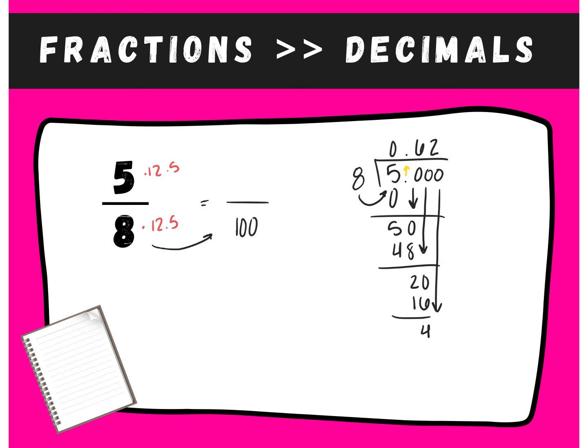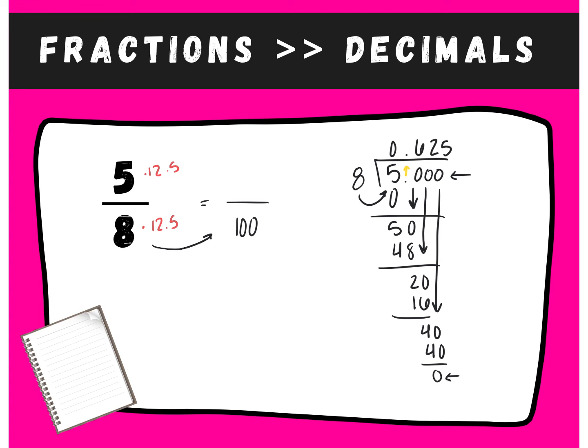Bring down another 0. Now at this point, you're probably thinking, will this problem ever end? Yes, they usually do. Usually if you're working on this in class, you're looking for something that ends or clearly repeats. And we'll look at a repeating example shortly. 8 does go into 40 nicely, and that is 5. When I subtract, I get a 0, which is how I know that I'm done with this problem. I've used all of the digits at the top, and I've gotten a 0 remainder.